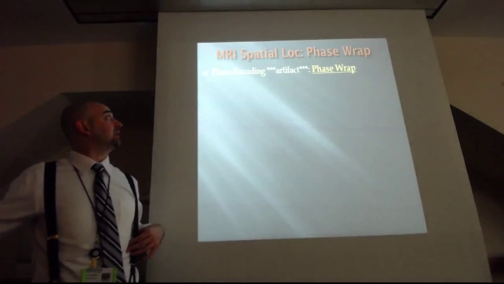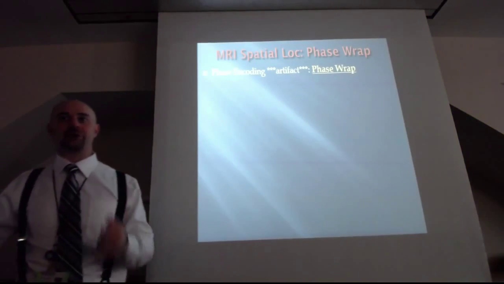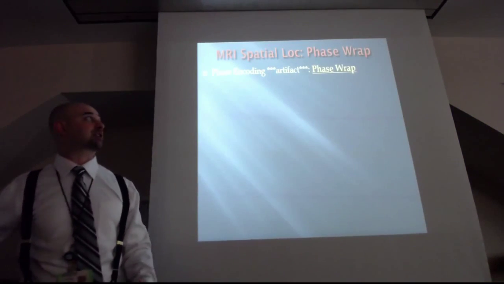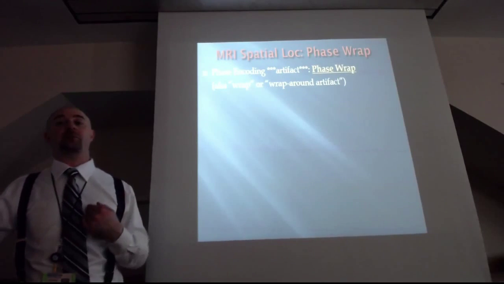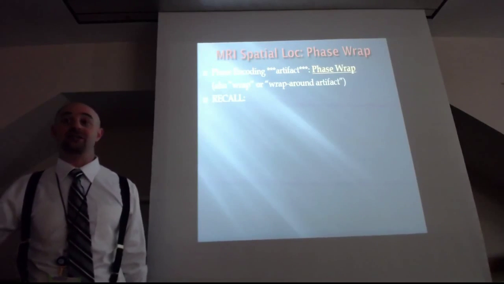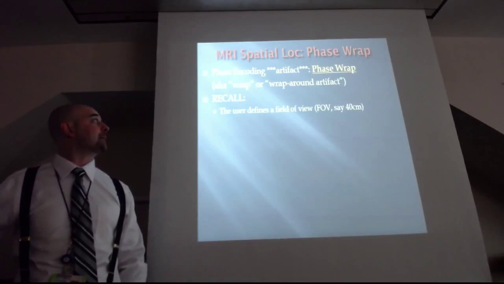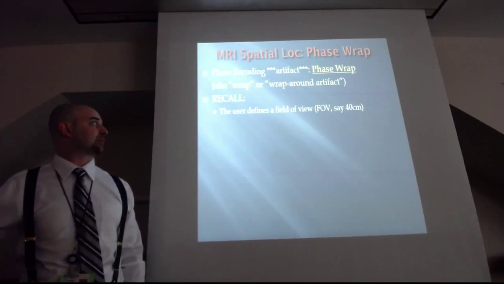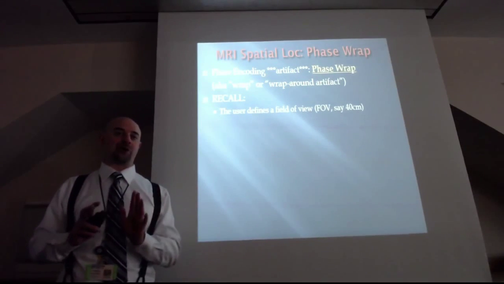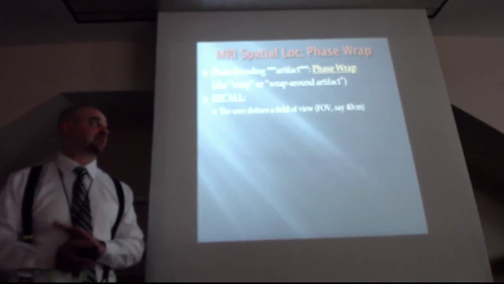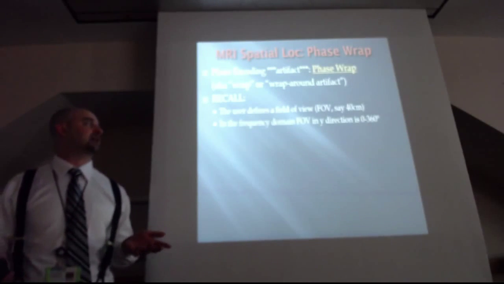Okay. Now, phase encoding, here's your artifact for the phase encoding direction. It's phase wrap, aka wrap or wraparound artifact. This is another question they love to ask on your test. Remember, you are going to define what the field of view is. Let's say 40 centimeters, okay?